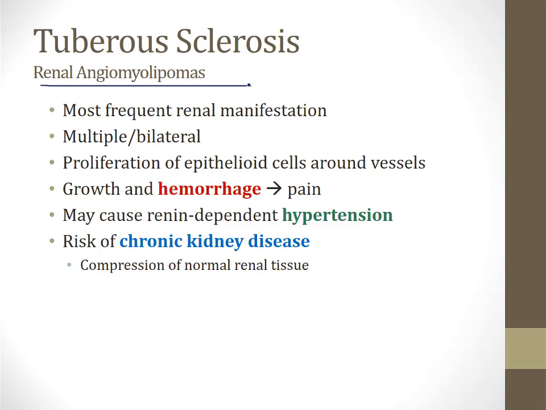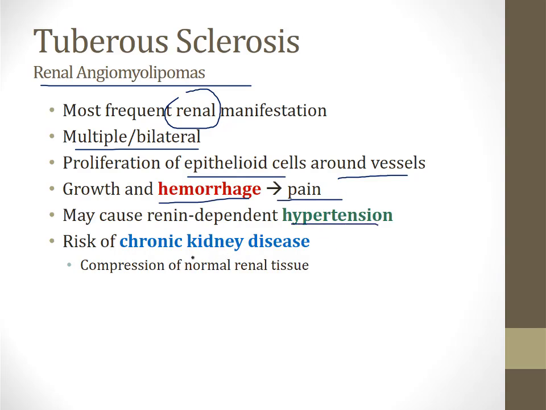Renal angiomyolipomas are the most frequent kidney or renal manifestation of tuberous sclerosis. Often, children with this disorder have multiple tumors that are bilateral. It's caused by a proliferation of epithelioid cells around a vessel. That's why it's called an angiomyolipoma. Sometimes these tumors can grow and then hemorrhage, and that can lead to the acute onset of pain. In addition, in some cases, they cause excess renin release, and that can lead to hypertension.